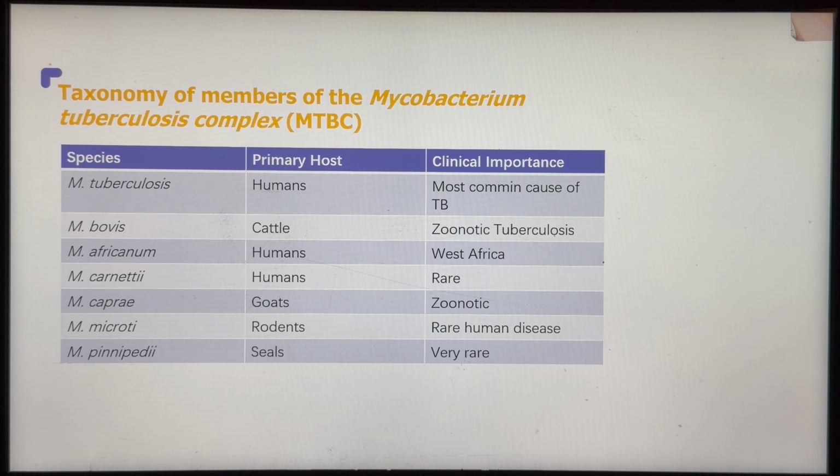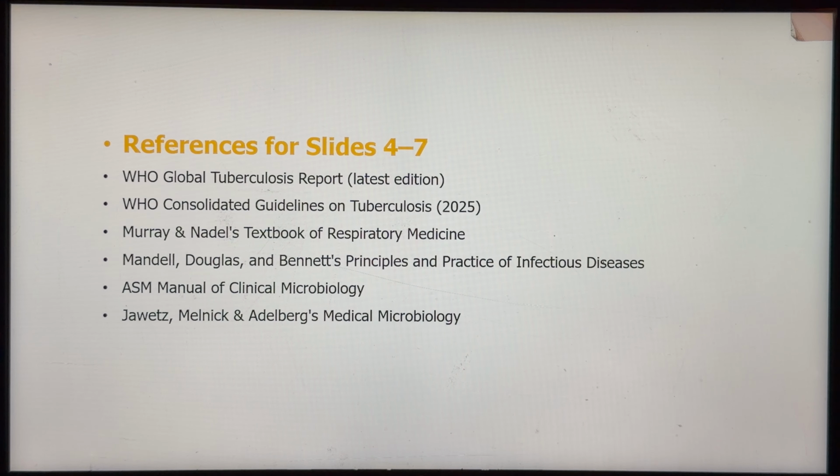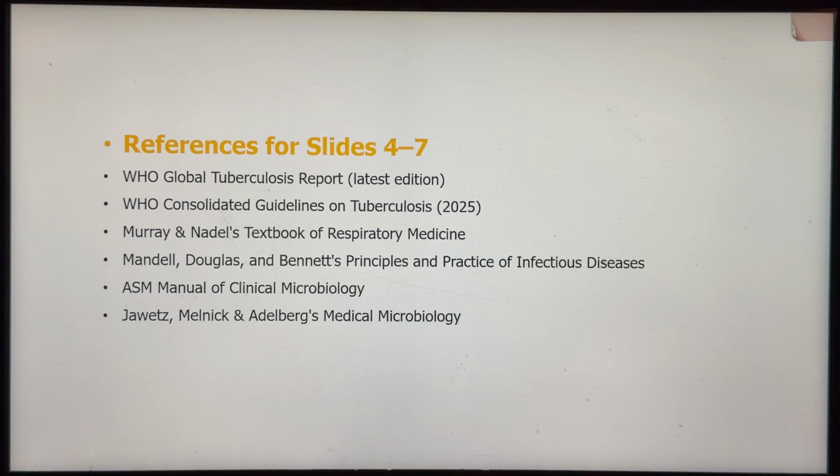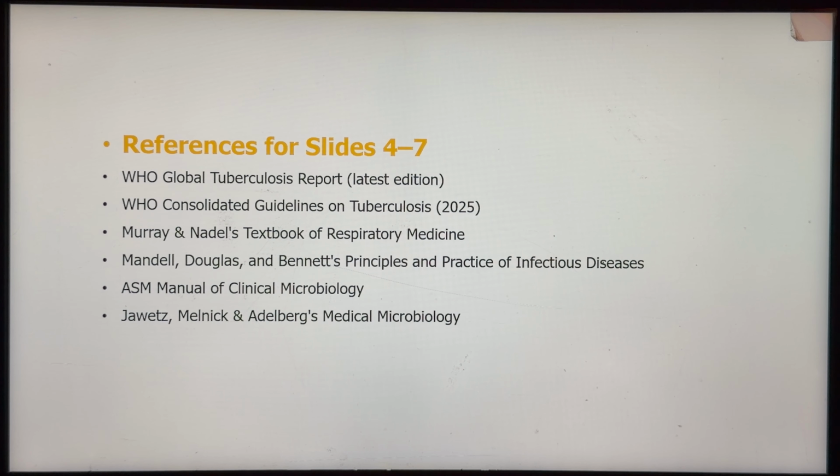Now that we have reviewed the taxonomy of the organism, before moving into its microbiological characteristics, I would like to acknowledge the major scientific references that have been used in preparing this lecture. All the information presented in the previous slides has been compiled from internationally accepted and evidence-based sources. The epidemiological data have been taken from the WHO Global Tuberculosis Report and the WHO Consolidated Guidelines on Tuberculosis. And the following references have been used as mentioned in this slide.